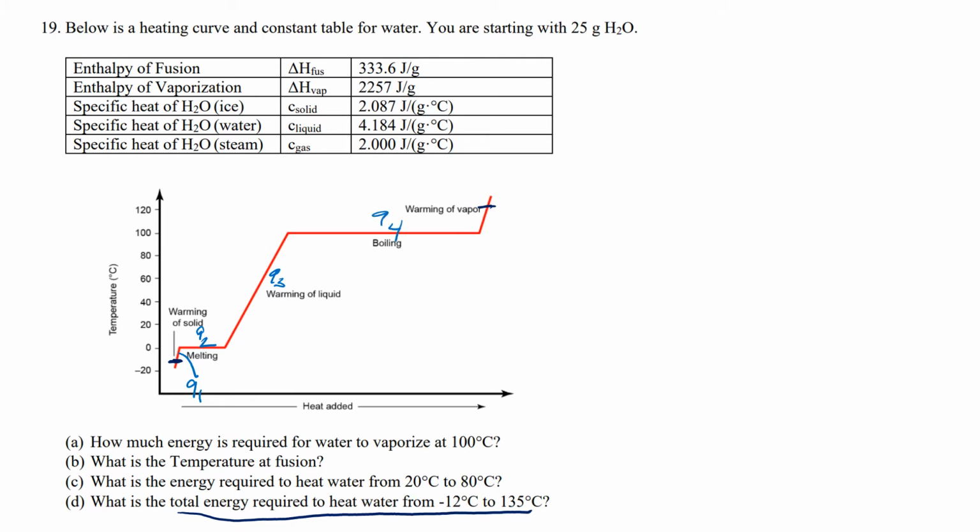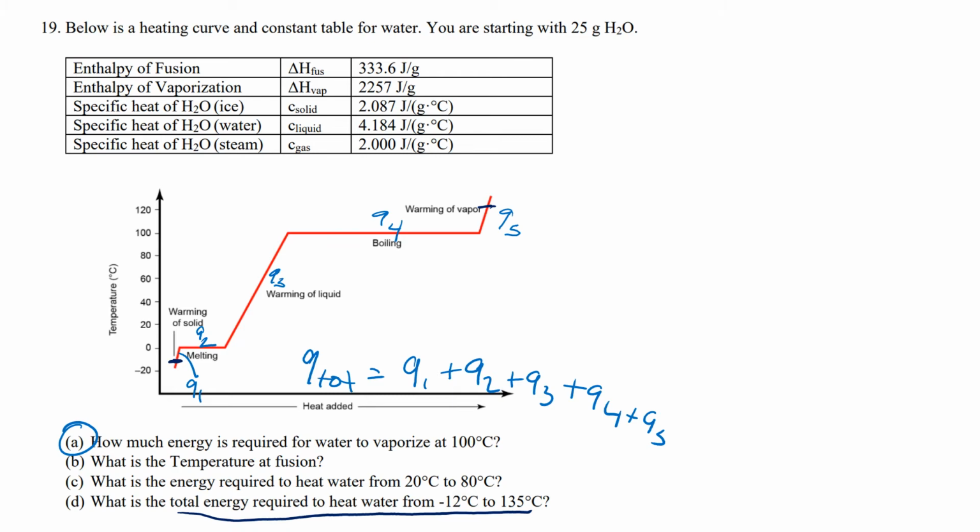That's the same thing as question A. So we already answered question A, so we don't have to do any extra math there. And then going from 100 degrees Celsius to 135 is Q5. So when everything's said and done, we need to calculate the Q total, and that's just Q1 plus Q2 plus Q3 plus Q4 plus Q5.